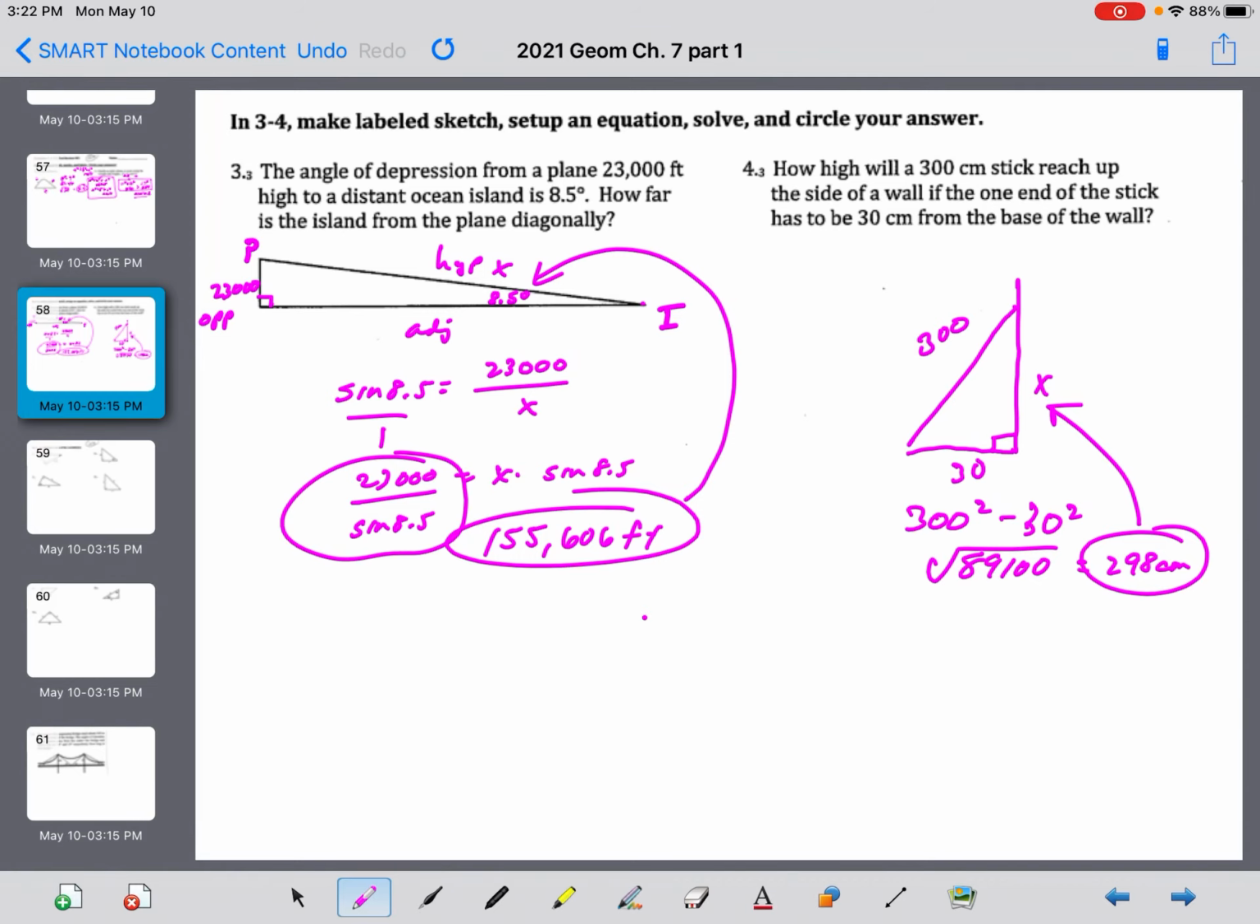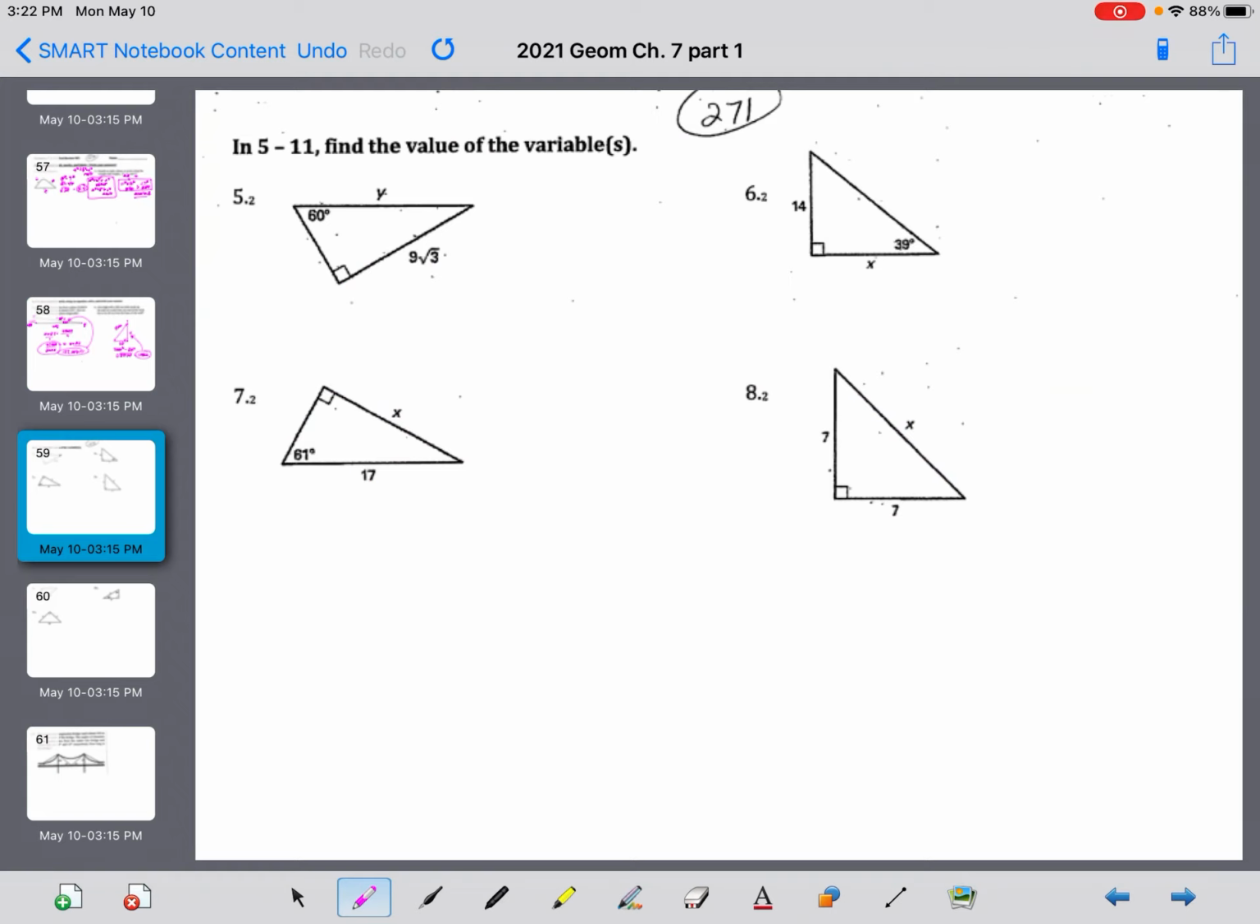All right, next we flip over the page. A lot of stuff here. We could use some special triangles. We could do some trig on all this, and let's go. One thing you can do with this one is turn this 9 radical 3, 9 times the square root of 3, into a decimal. It's about 15.6. And we could do sine on this one. We could say sine 60 is equal to 15.6 over y.